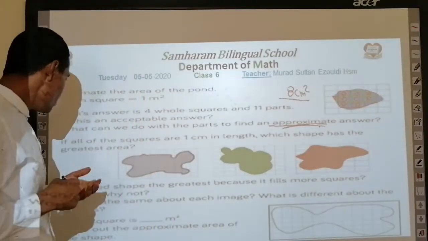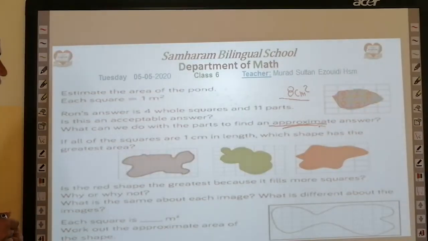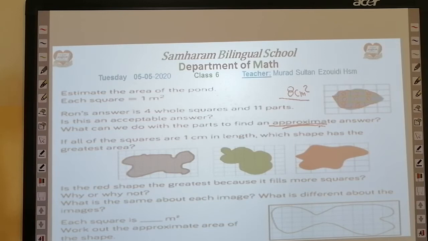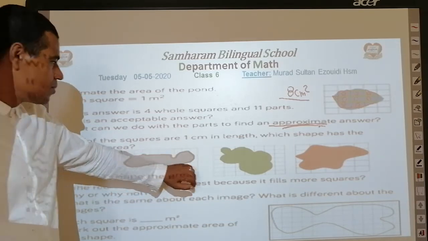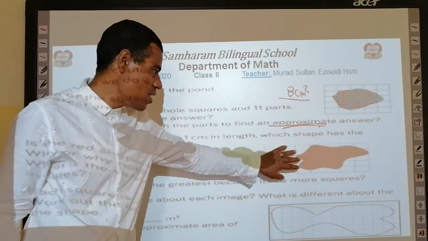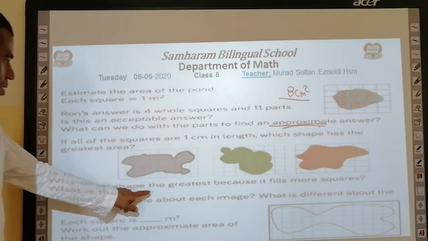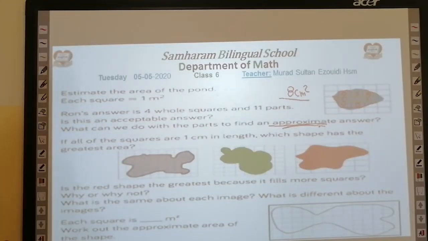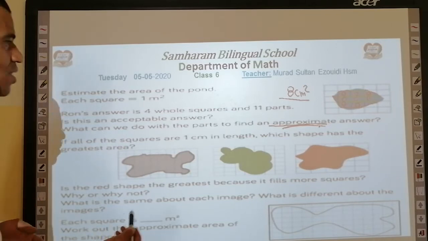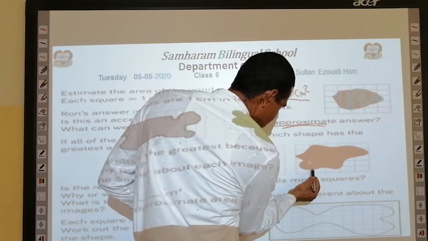The next question: if all of the squares are 1 centimeter in length, which shape has the greatest area? This is the first shape, the gray. This is the green, and this is the orange or red. Is the red shape the greatest because it fills more squares? You can see that here. For example, look at this square.